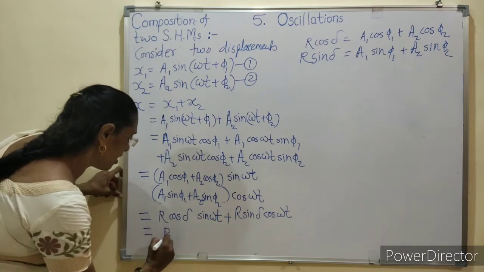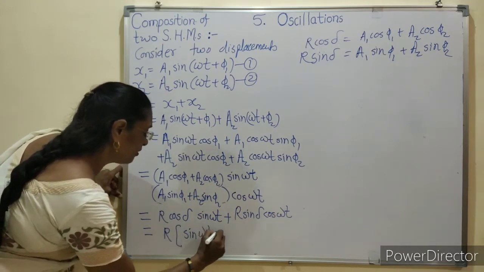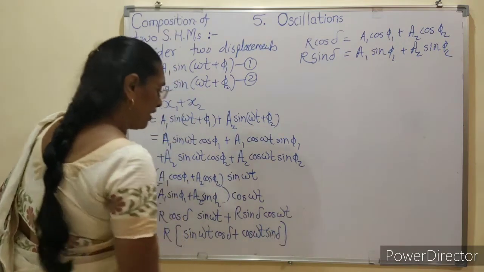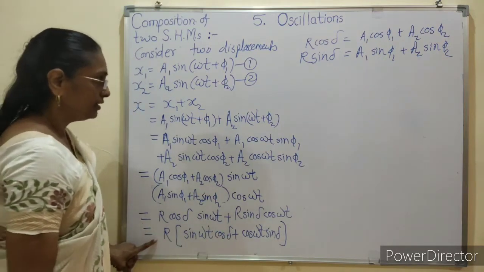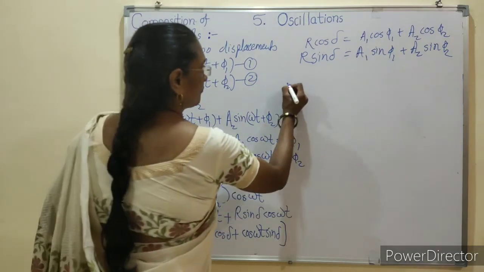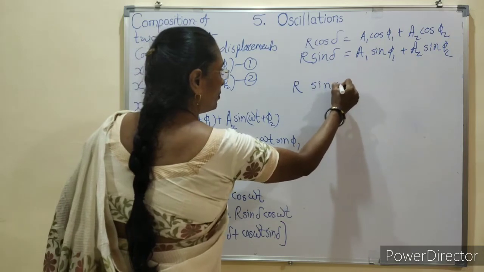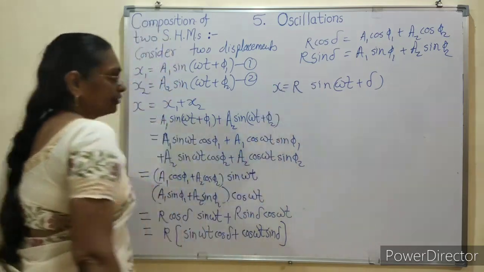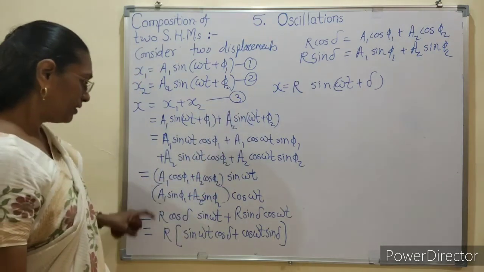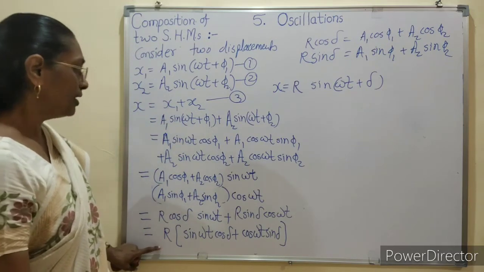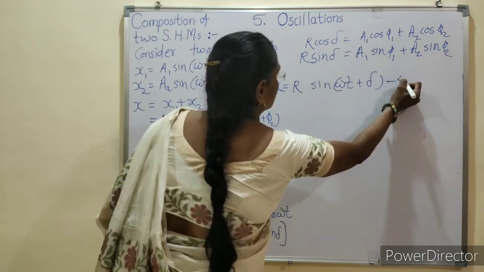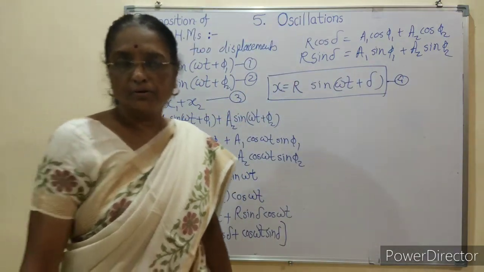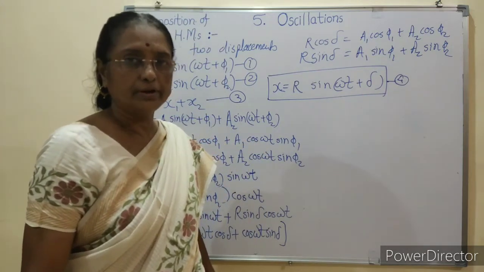It can be written as r inside the bracket sin omega t cos delta plus cos omega t sin delta, and now you can easily take it as equal to r sin omega t plus delta. So this is x. Here the numbers to the equation must be given for the sake of further calculations. Here x is equal to x1 plus x2, and this step we can take as equation number 4. So this is the equation of resultant displacement when the particle or body is subjected to two different forces.